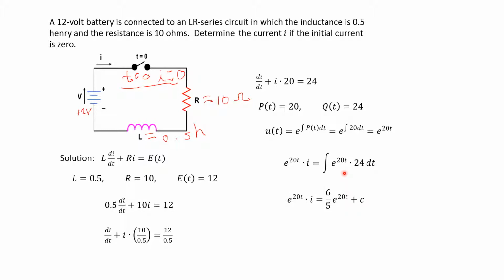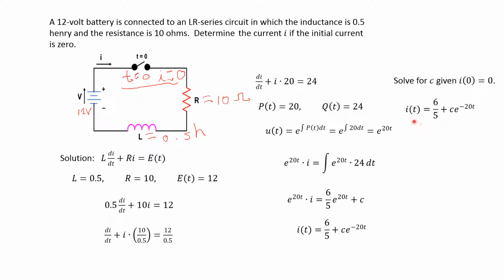And integrating, you have to balance it, you have to divide that by 20, so this is going to be 24 over 20, that's 6 over 5, e to the 20t plus c. Divide both sides by e to the 20t, that is 6 over 5 plus c e to the minus 20t. Now remember, we have this condition: when t is 0, i is 0, we can determine the value of c there. So solve for c given that i of 0 is 0.